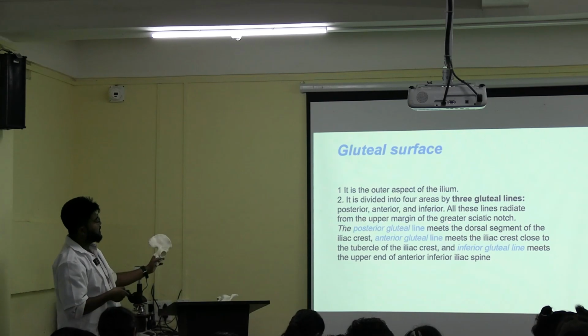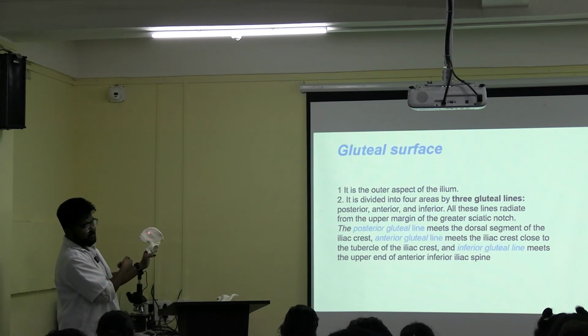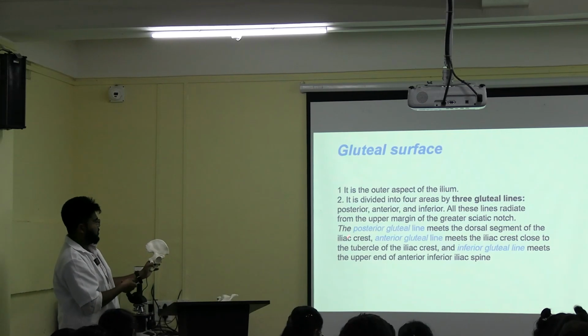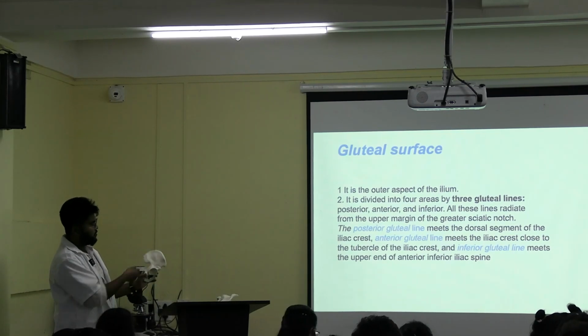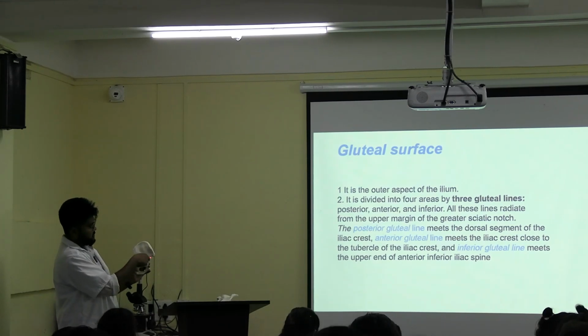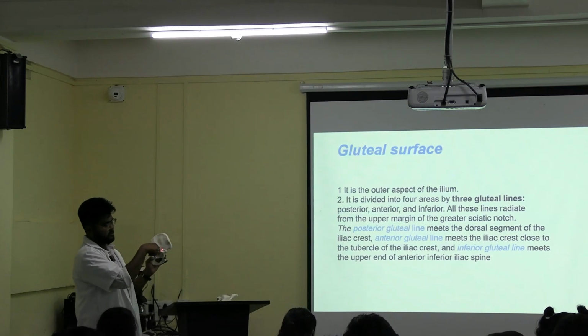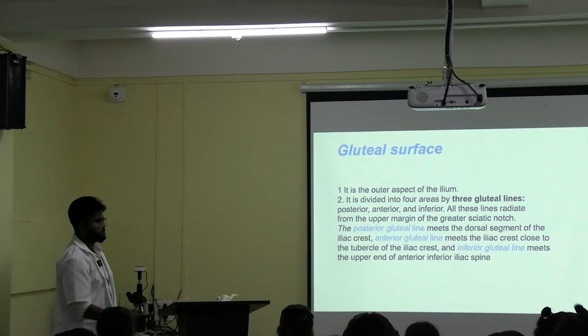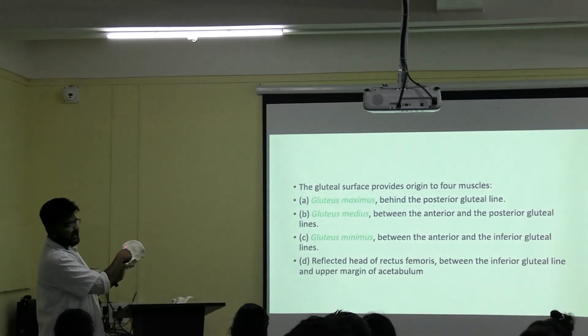And the posterior gluteal line meets the dorsal segment of the upper end of the iliac crest, and the anterior gluteal line meets close to the tubercle of the iliac crest, and the inferior gluteal line starts from the anterior inferior iliac spine. See here, the gluteus maximus muscle is attached.